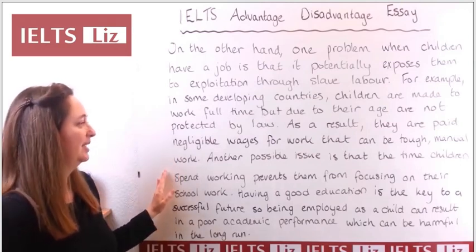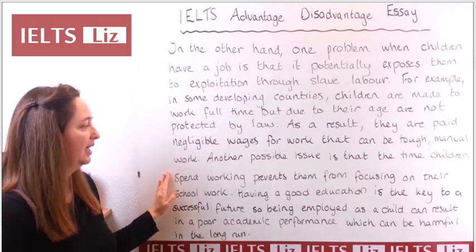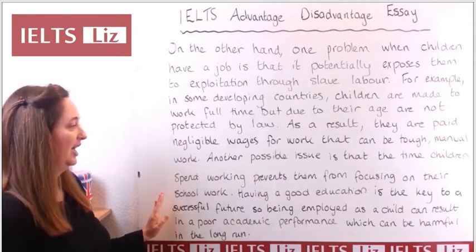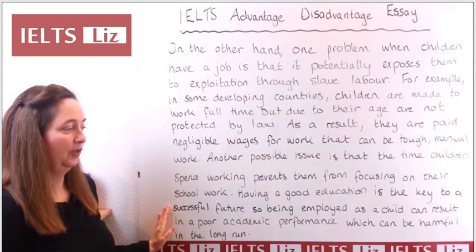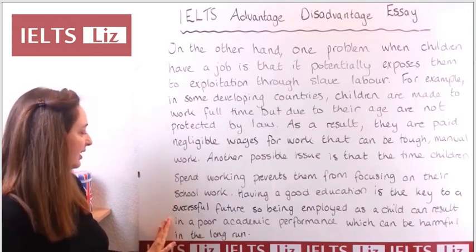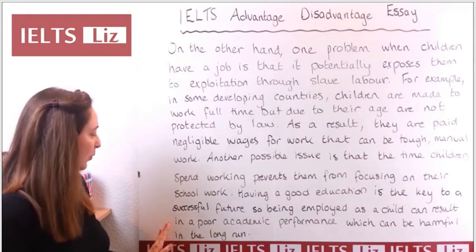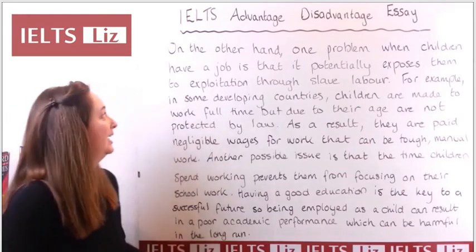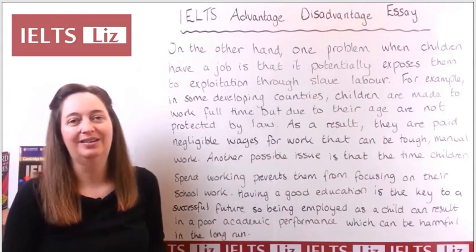Another possible issue is that the time children spend working prevents them from focusing on their schoolwork. Having a good education is the key to a successful future. So, being employed as a child can result in a poor academic performance, which can be harmful in the long run. So what you can see here is that we've started with on the other hand.